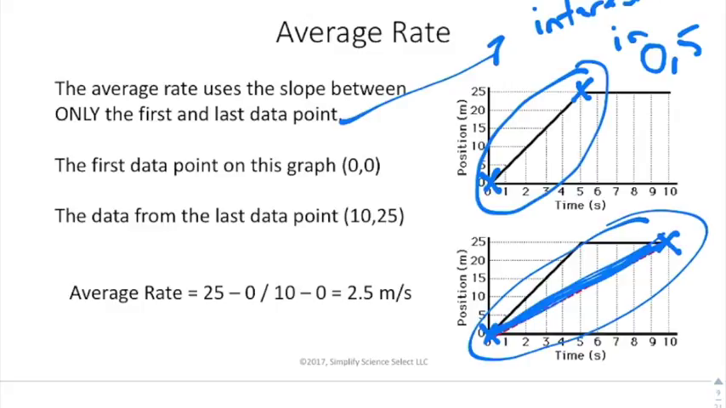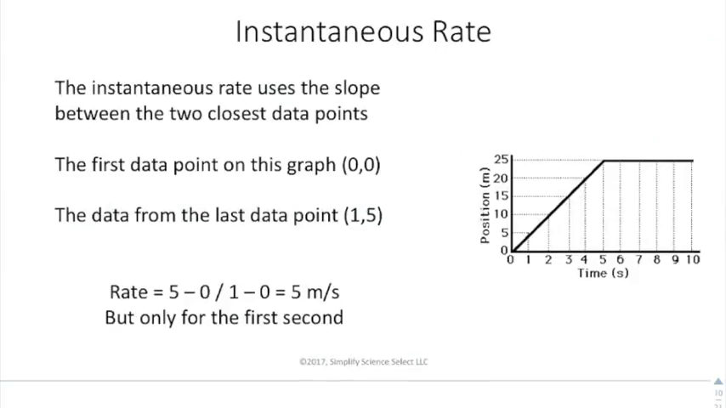You have to use the first data point and the last data point that you are interested in. None of the other data points in between matter. Now, you can find an instantaneous rate. The instantaneous rate is at a given point, what's the rate? It's very, very difficult to do this, and we're going to talk about why in just a second, unless you have a straight line.